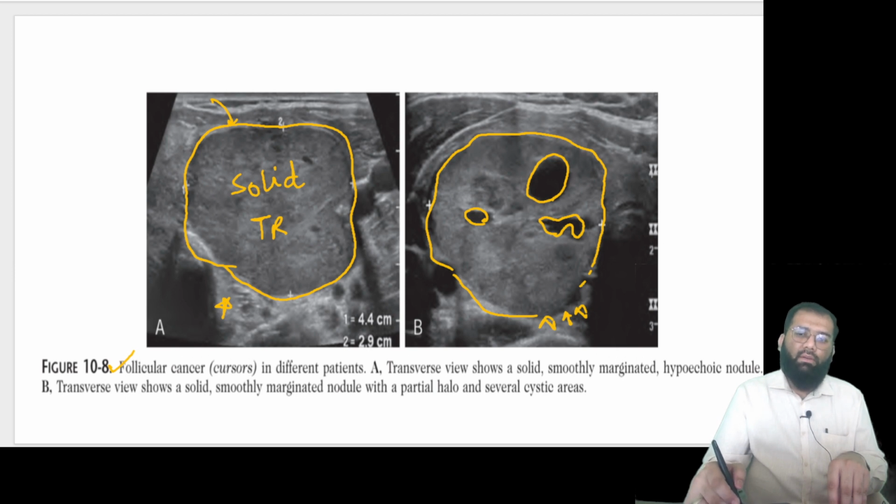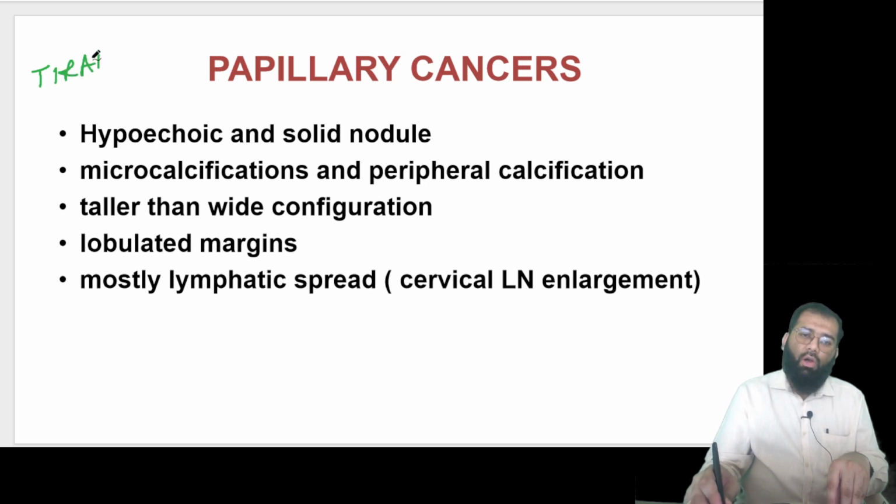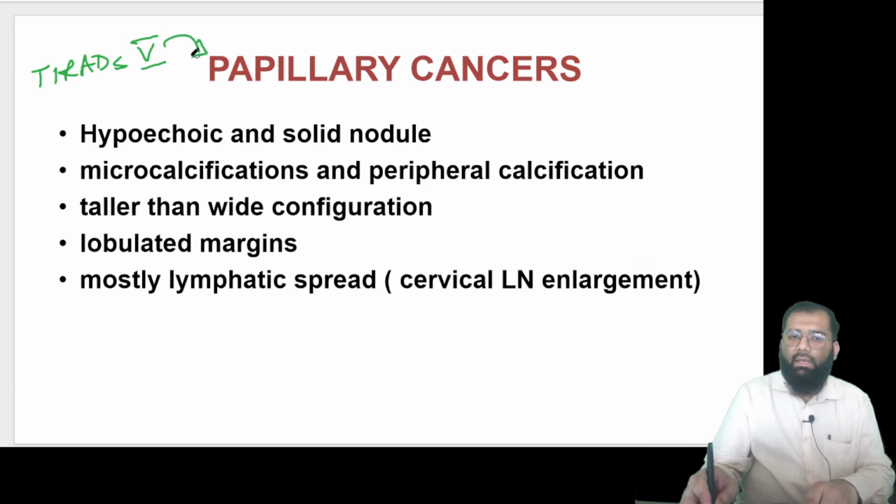Now with this in our brain about malignancies, that is follicular CA, let us come to the next important group of malignancy, which is papillary CA. Okay, now papillary carcinomas, they are the classic Thyroids 5, which we discuss usually. So we have already discussed Thyroids 5. All these Thyroids 5 features we have seen classically mark the papillary CAs.